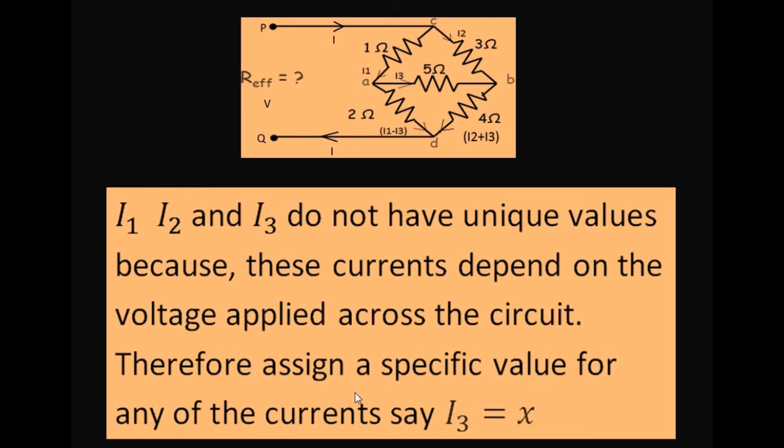Therefore, assign a specific value for any of the currents. Say I3 is equal to X. So we are going to assign I3 is equal to X. Now we are going to work out I2 and I1 values in terms of X.